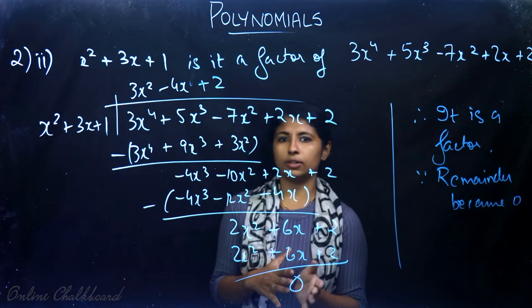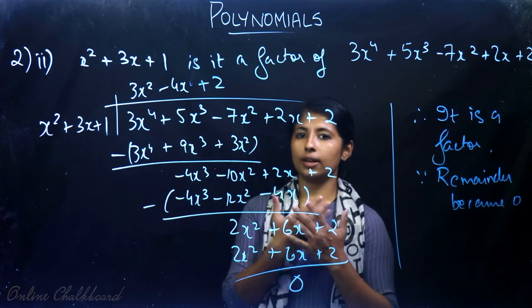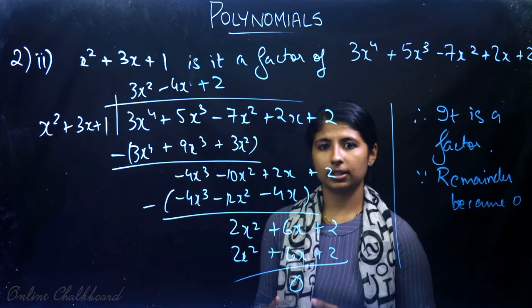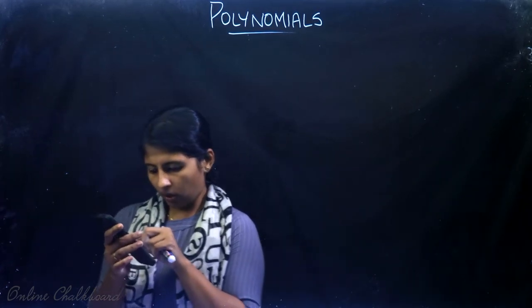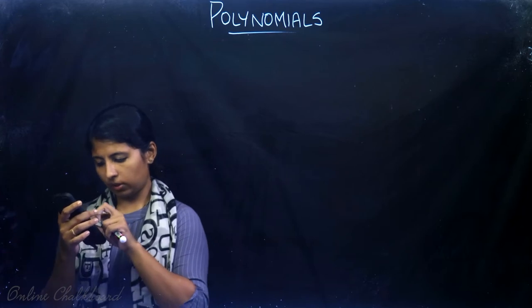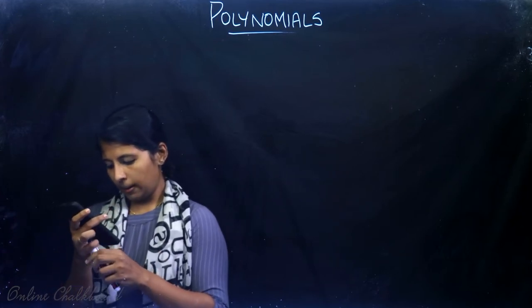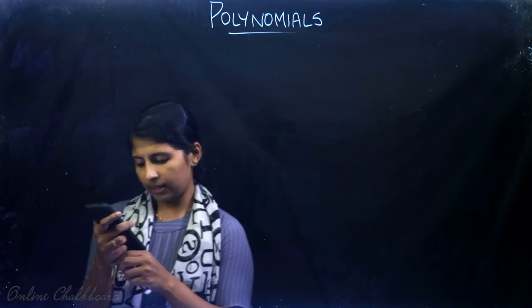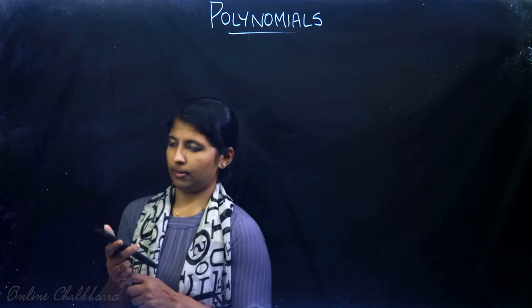Similarly, you can do the rest of the two questions. You need to check whether the remainder is coming 0 or not, and check with the answers given at the back. Now let's move on to the third question. Obtain all other zeros of 3x raised to 4 plus 6x cube minus 2x square minus 10x plus 5 if two of its zeros are root 5 by 3 and minus root 5 by 3.